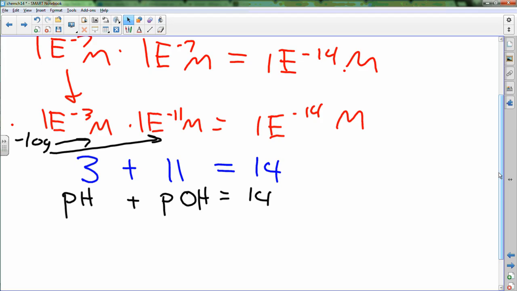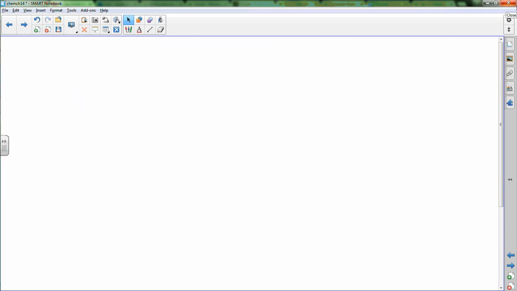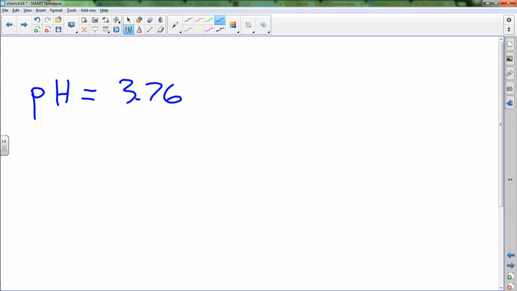All right, let's do one practice problem, then you can get started on your homework here. Let's say the pH, wait a minute, we haven't talked about this yet. We gotta learn one more thing. We gotta be able to go backwards too. Let's say the pH is 3.76. We need to know what the concentration of H plus ions is. How would we find that?